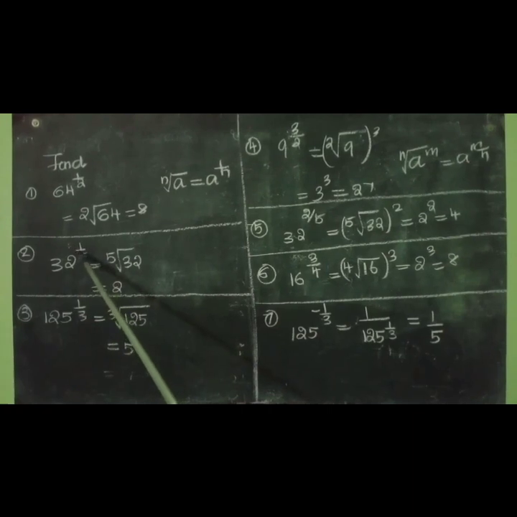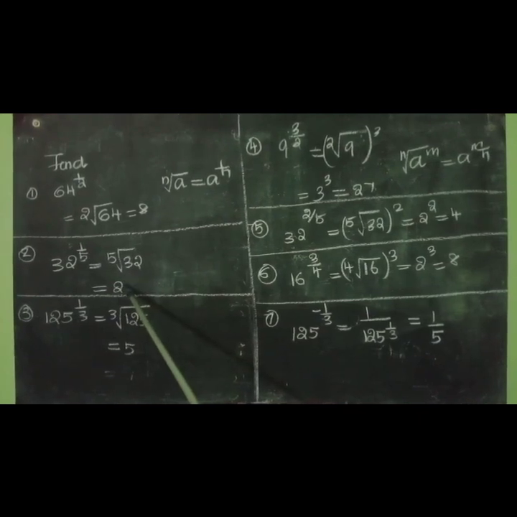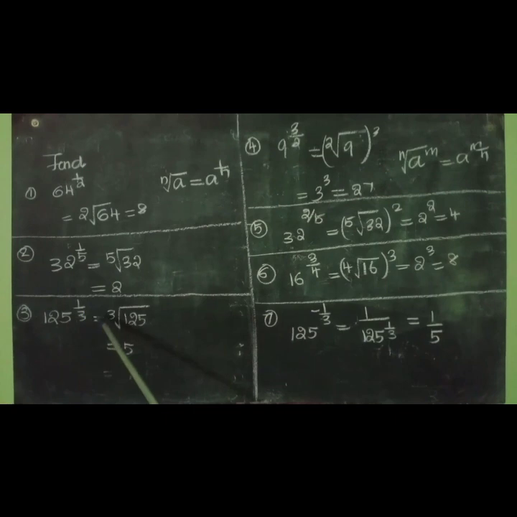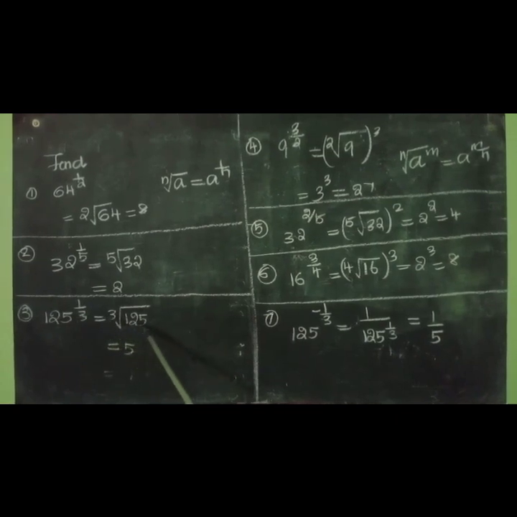Here 1 by 5 comes. So we can write it as fifth root of 32. Fifth root of 32 is 2 because 2 is multiplying 5 times we get 32. Next question, 125 raised to 1 by 3. That we can write as cube root of 125.